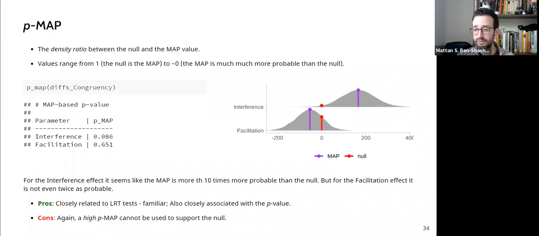So the pros for this are, again, it's familiar. It's closely related to likelihood ratio tests, which are used in maximum likelihood estimation and inferences. And because of that, it's also closely related to the p-value. But again, because of this similarity, a high p-map cannot be used to support the null, right? So here, with a low p-map, it's quite clear that my posterior is not anywhere close to 0. But from here, it's unclear. Maybe it's close to 0. Maybe it's just very wide. It's not very informative in itself.